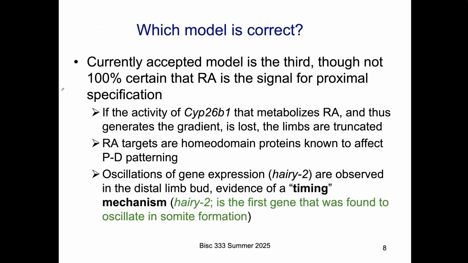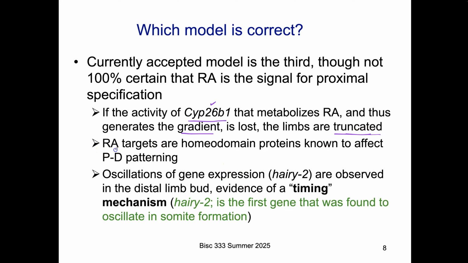So the currently accepted model is the third one, and there is still some question about whether retinoic acid is really the signal, but there is some evidence for it. So if you lose activity of this gene, which encodes a protein that binds to and metabolizes, breaks down the retinoic acid, and is very important for the gradient formation, then the limbs are truncated. That means they are shorter than normal, and they're missing some structures.